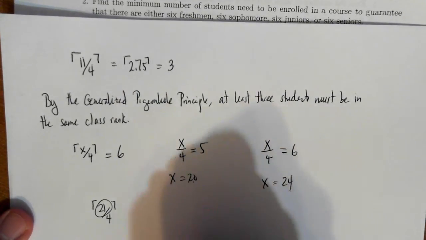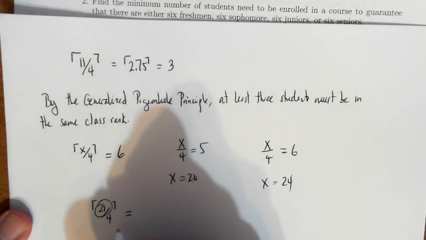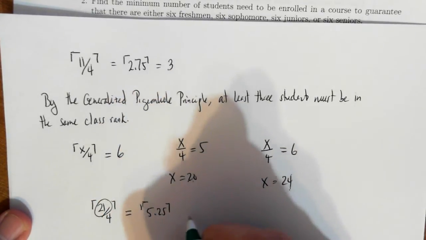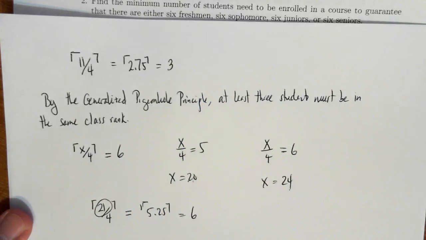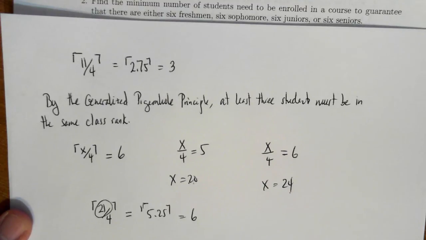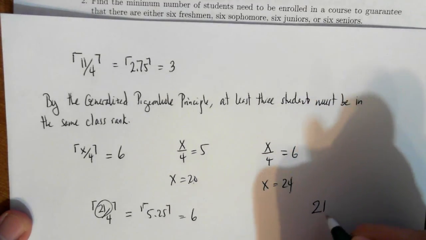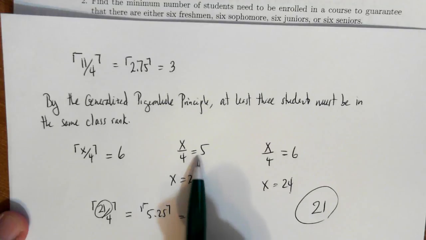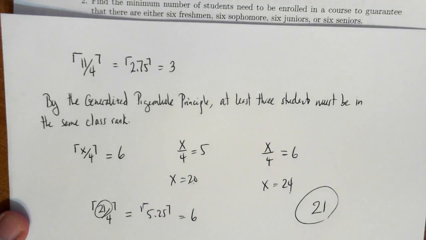The reason the answer is 21 is because if I take the ceiling of 21 over 4, that's the ceiling of 5.25, which is 6. And that's the number that's required in the problem. I need 6 students to appear in the same class rank. So the answer for this one is 21. If I have 21 students, that's the minimum number that guarantees it. Now, if I had more than 21, like 24, I would also be guaranteed this. But the minimum number is 21, which is one more than the solution of this algebra problem here.